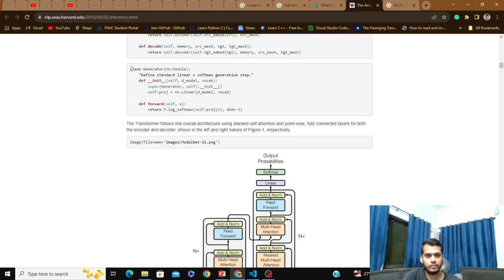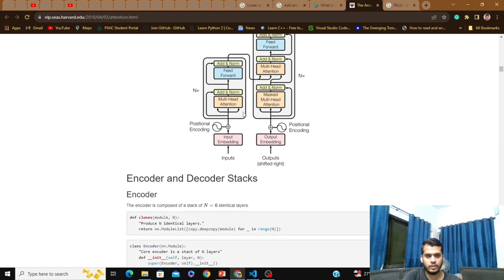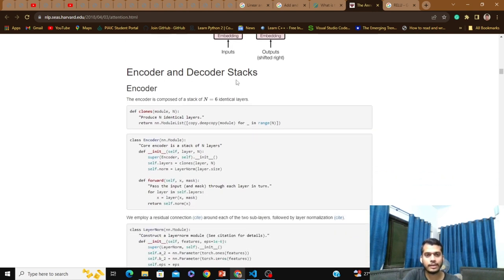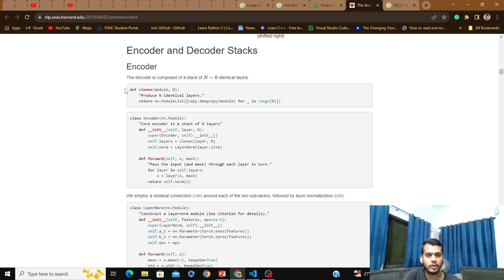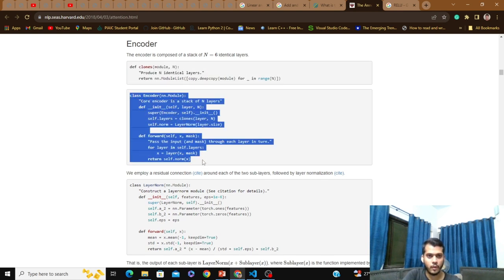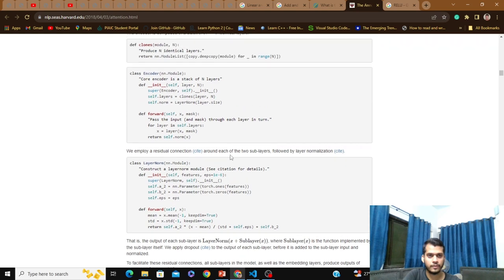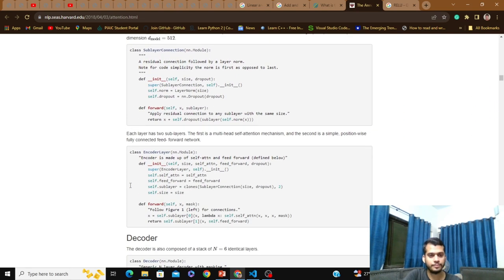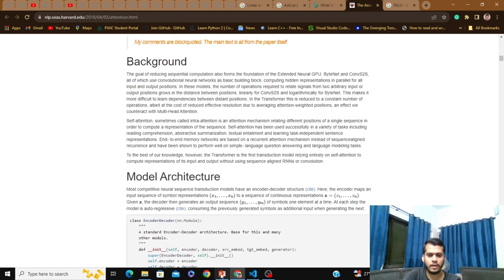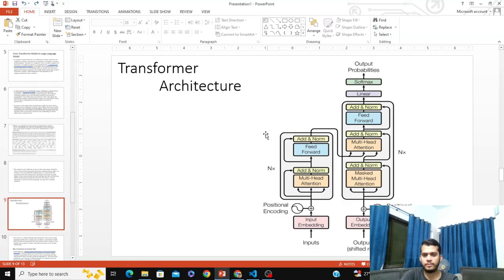Model architecture: encoder and decoder. I will explain later, I have no time now. First of all, the presentation.